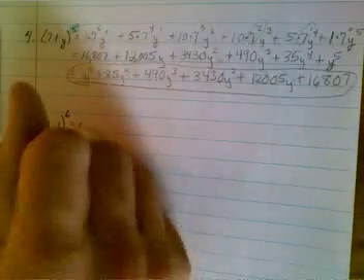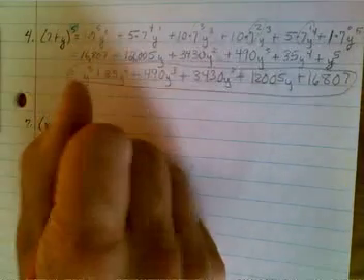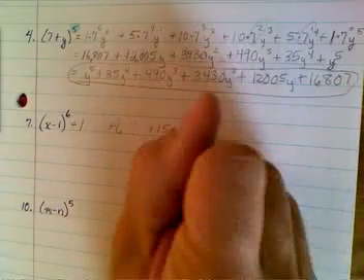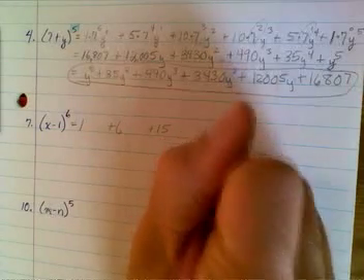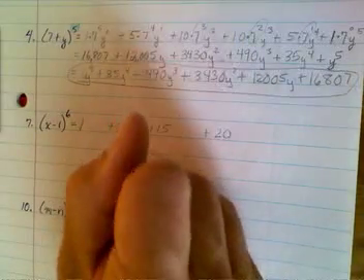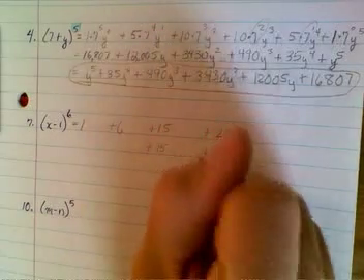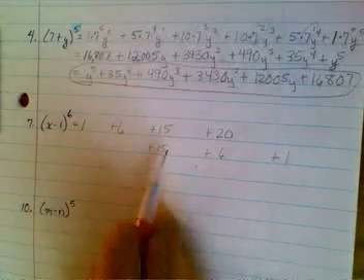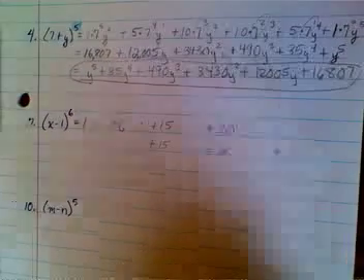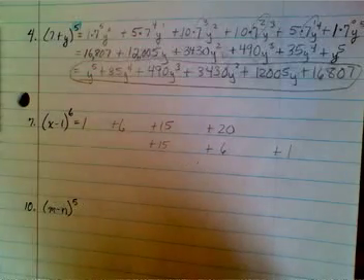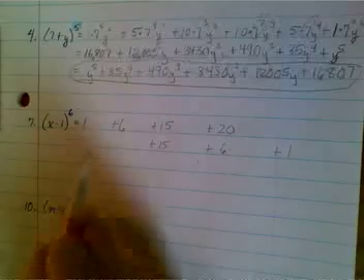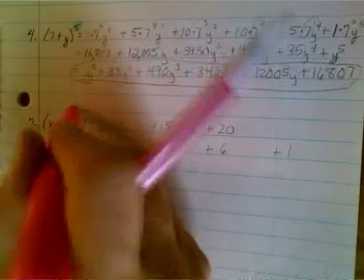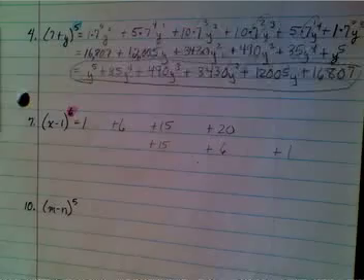Those are your coefficients: 1, 6, 15, 20, 15, 6, 1. Now I organized this on 2 lines just because my paper's not wide enough to hold the rest of this question. So here's what we're going to do. You see the power, the 6th power. So we use those coefficients. That's the whole reason we use those coefficients.